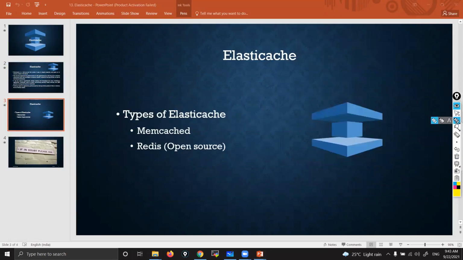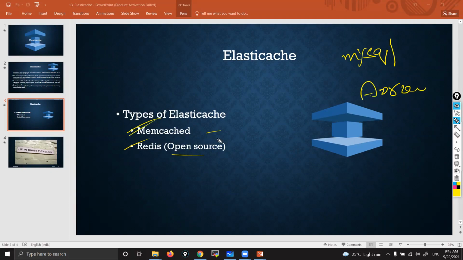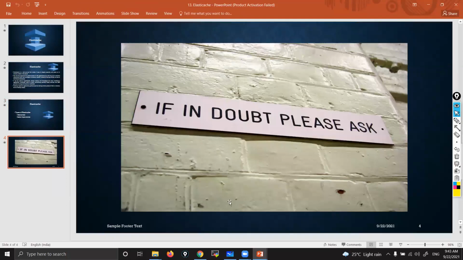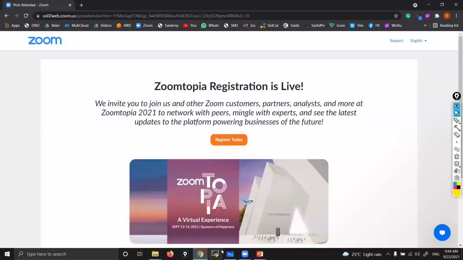So here there are 2 types of caches supported by AWS. One is Memcached and one is Redis. Redis is open source. For example, MySQL is open source, but Amazon Aurora is not open source. Like that, Redis is open source. That is what ElastiCache is. I hope you understood.